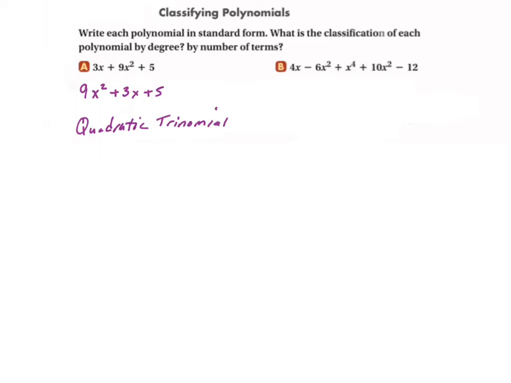The second question, same idea, highest degree to lowest degree, so x to the 4th wins. We need to combine like terms here, so that becomes plus 4x squared, and then we've got plus 4x, and then minus 12. This is definitely a polynomial. And because of the exponent of 4, this is a quartic polynomial.